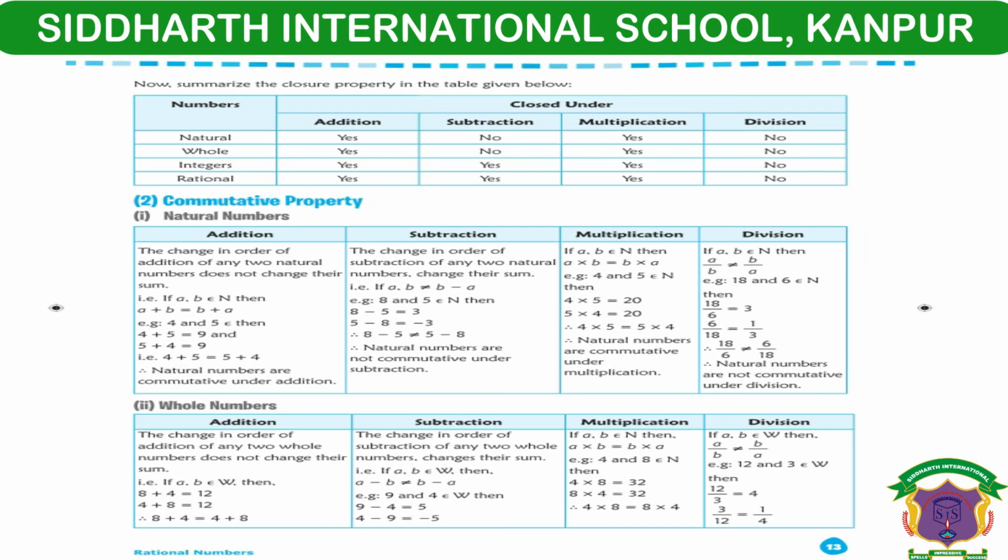Okay, what you need to remember is for subtraction. For subtraction, natural numbers and whole numbers, the property is not closed, and for integers and rational numbers, it is closed.